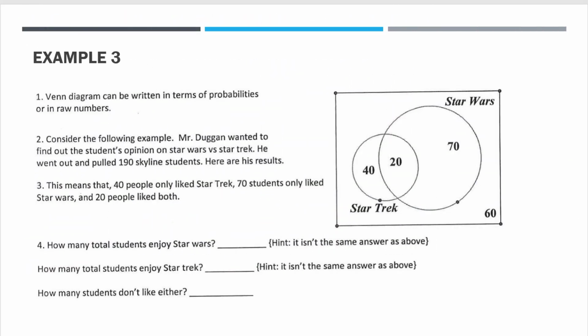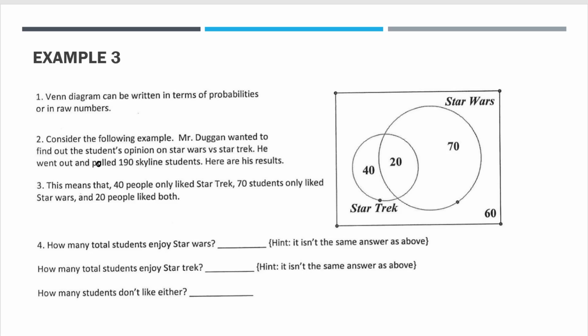In example 3, we have another Venn diagram. So the numbers that are placed in the events are raw numbers. Depending on what the events symbolize, they could be people or objects, whatever's outlined in the question. So Mr. Dugan wanted to find out the students' opinion on Star Wars versus Star Trek. He went out and polled 190 Skyline students, and these are the results.